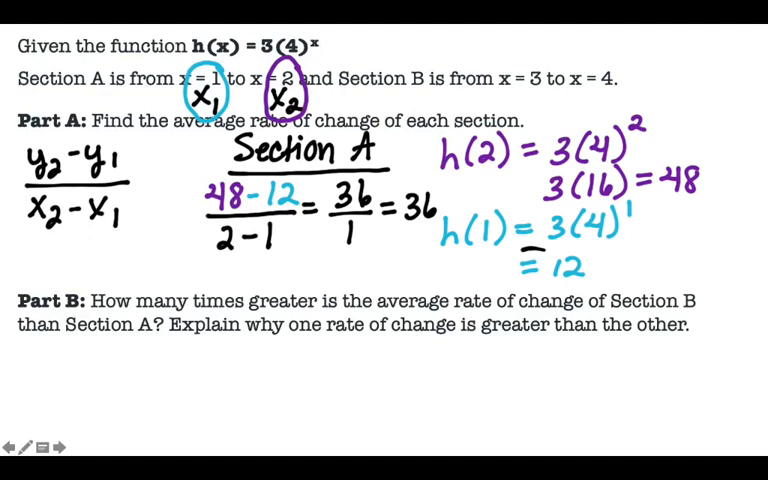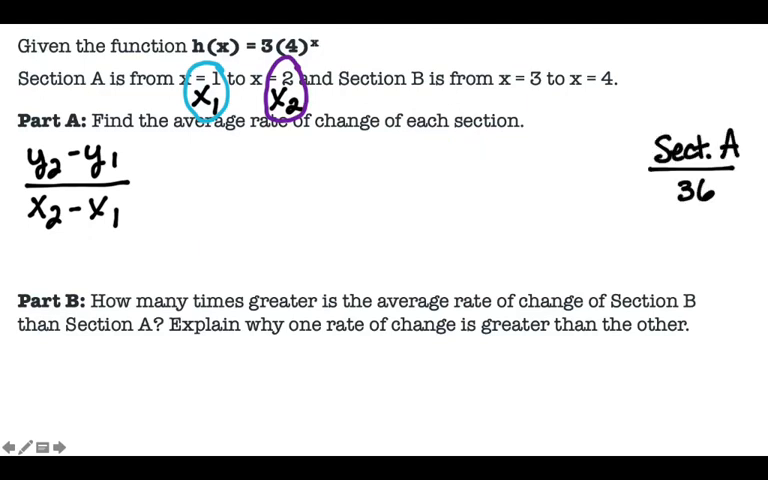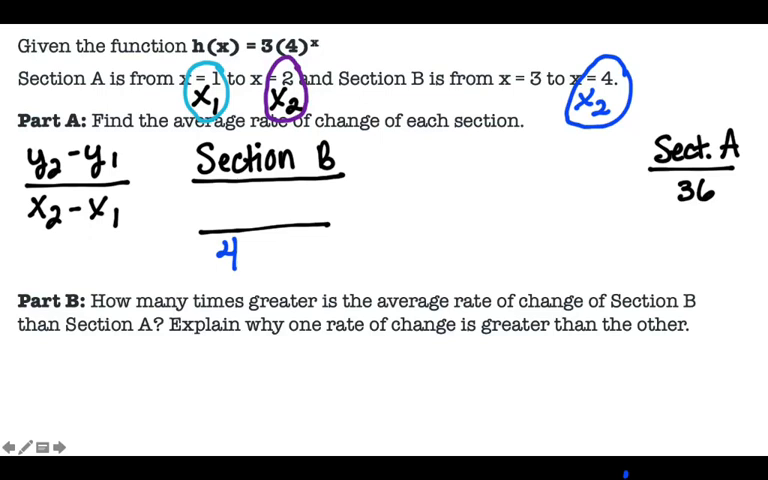All right, so now we're going to do section B. So same thing, section B, but now we're using x equals 3 and x equals 4. So that's my x2, and I put that there. That's my x1, because that's the first x value they gave me for section B, and that's the second x value they gave me for section B. So I put 4 minus 3 down below, and then on the top I'm going to plug in 4, then I'm going to plug in 3, and put those two answers for y2 and y1.